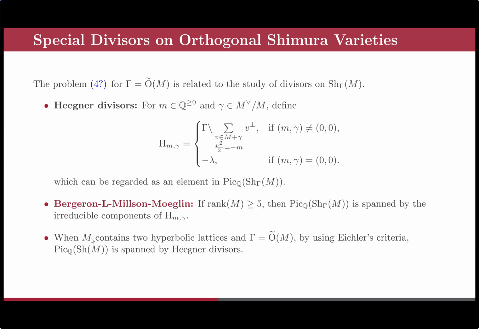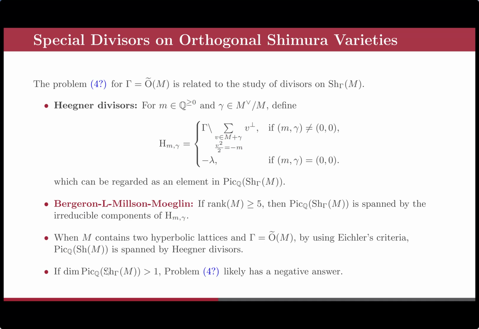And this is pretty important in the study of the divisors of Shimura varieties. If it's not spanned by Heegner divisors, people will have trouble understanding the entire Picard group. I will explain in a minute why this is important. Here I forgot Baily-Borel. If the dimension of the Picard group of the Baily-Borel compactification is larger than 1, problem 4 likely has a negative answer. I have to say that. So this is why I'm interested in studying the Picard group of the Baily-Borel compactification.